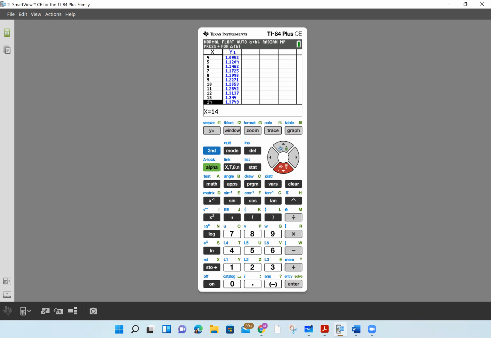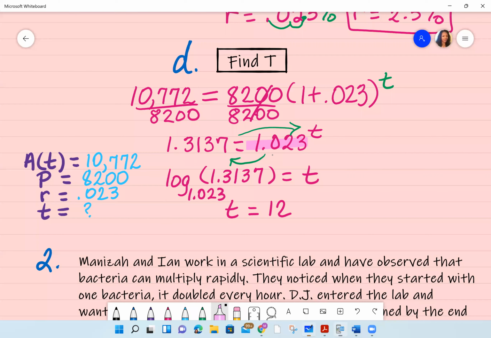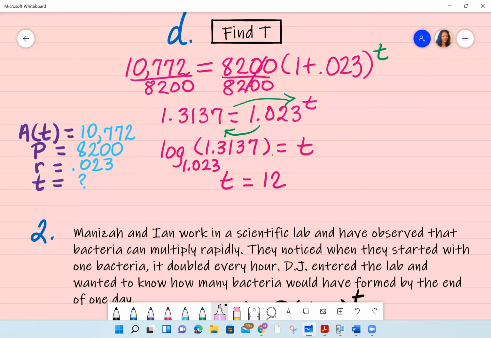So going back here, I already know the answer. 1.3137, and I can also look down here. That means my x, which is really my t, is 12. So that's another way that you can actually do this problem if you wanted to use your calculator. Let's go to this problem.